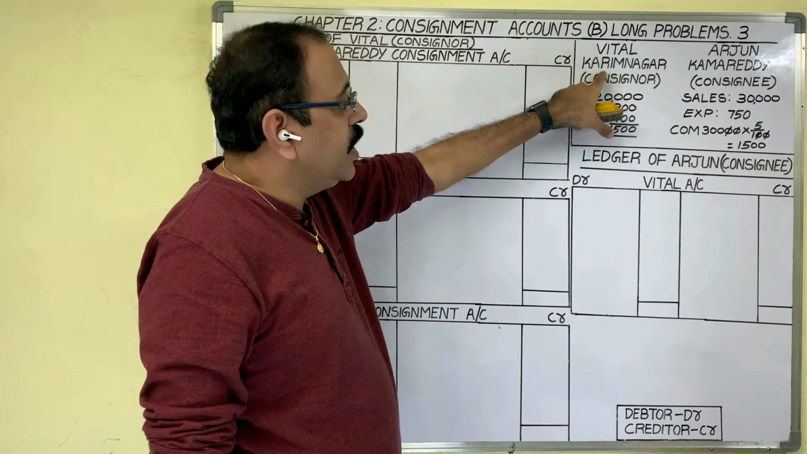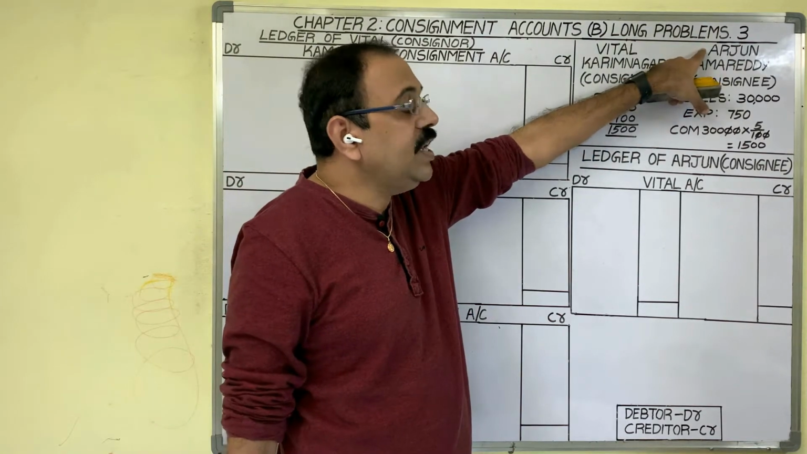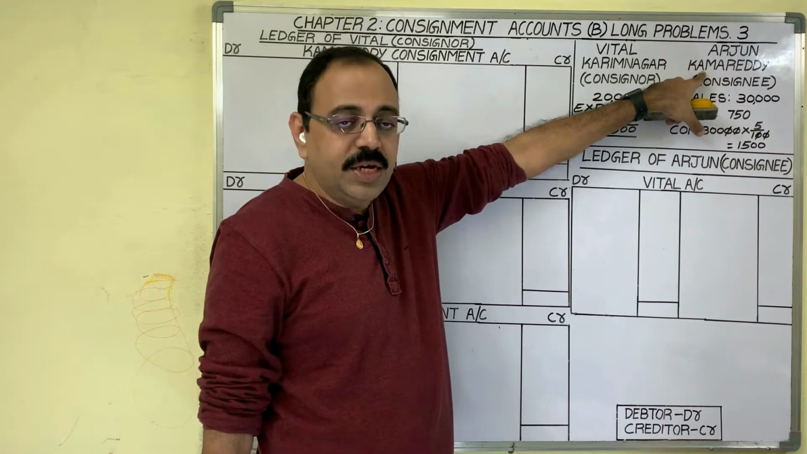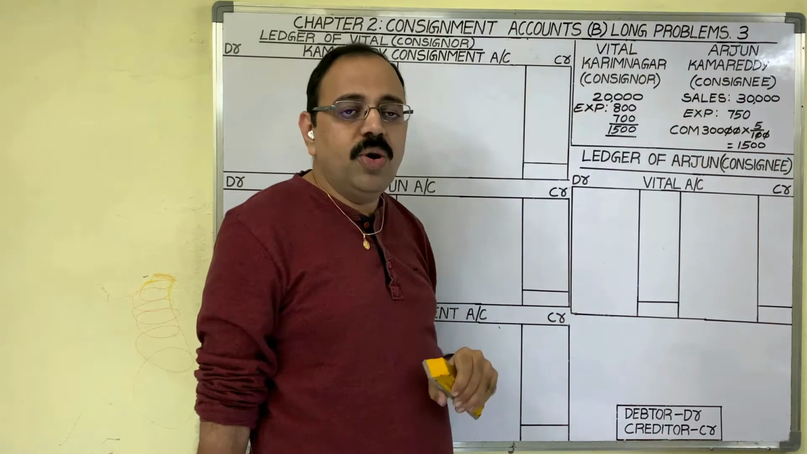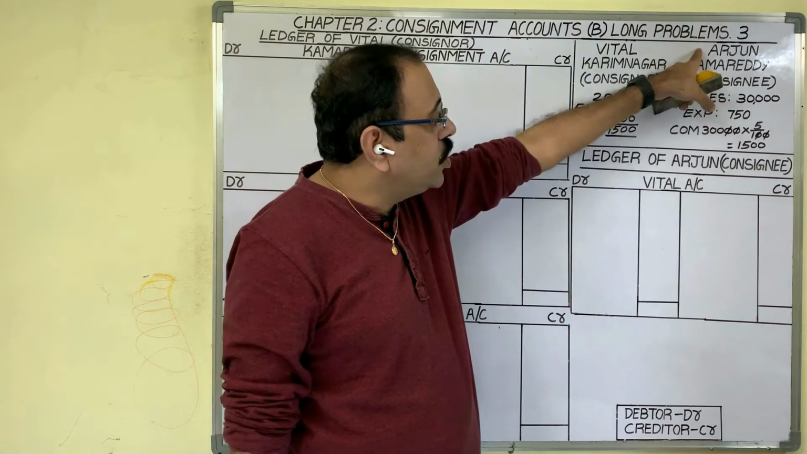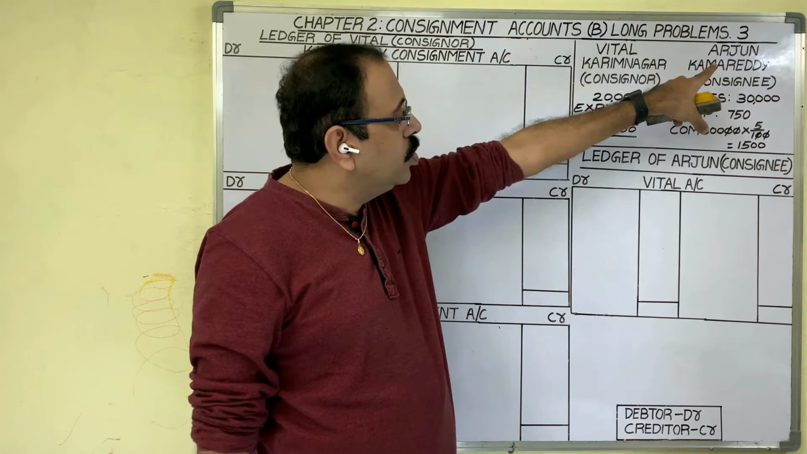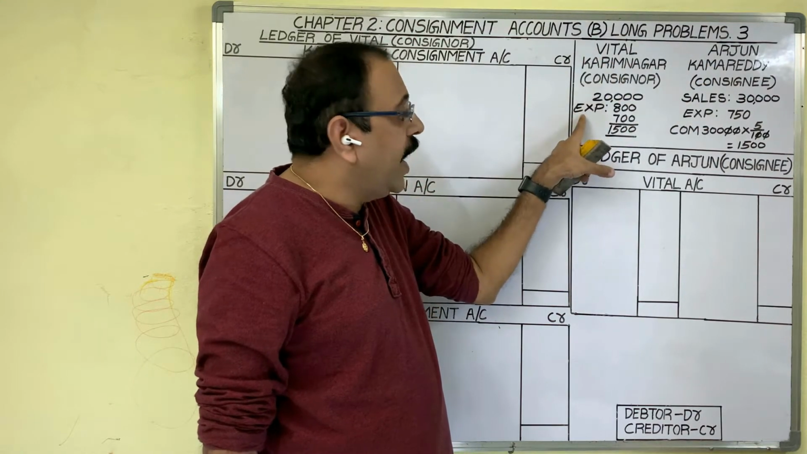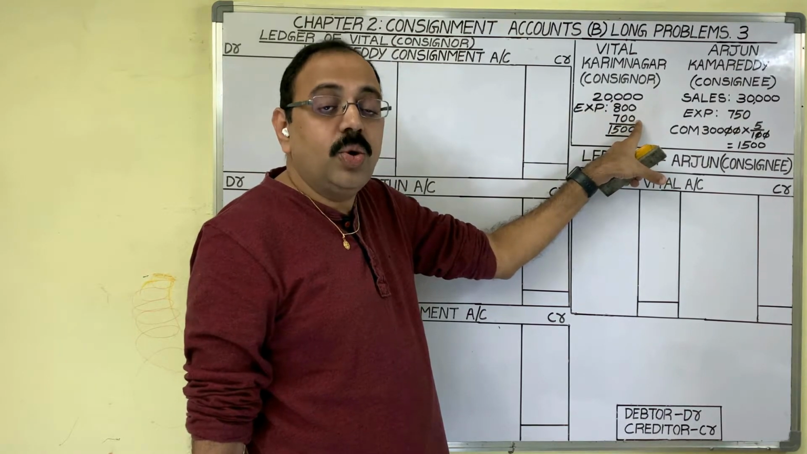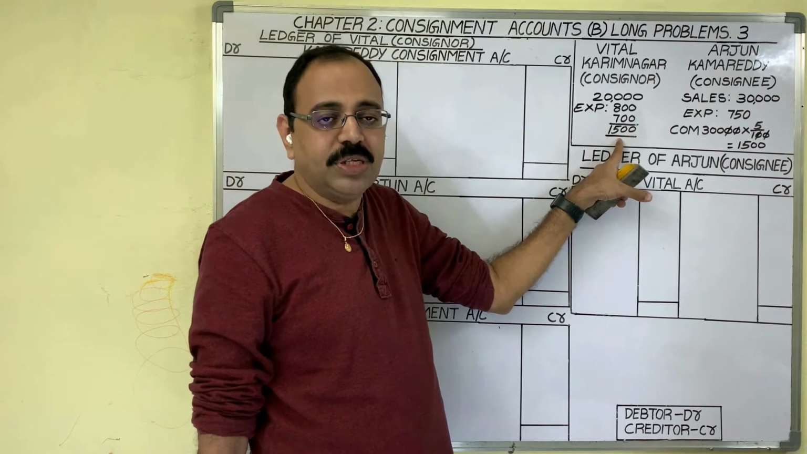Vittal of Karimnagar is sending 20,000 worth of goods to his agent Arjun. Arjun is living in Kamareddy. Here, Vittal is sending goods, so Vittal is known as consignor and Arjun is called consignee. To send these goods, Vittal incurred expenses of 800 and 700. So the total expenditure of the consignor is 1500 rupees.